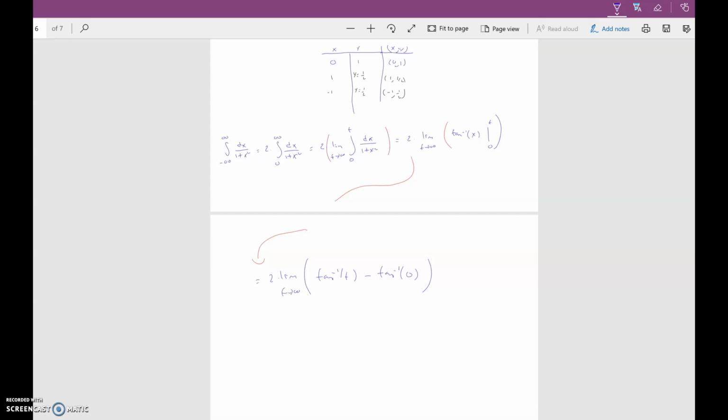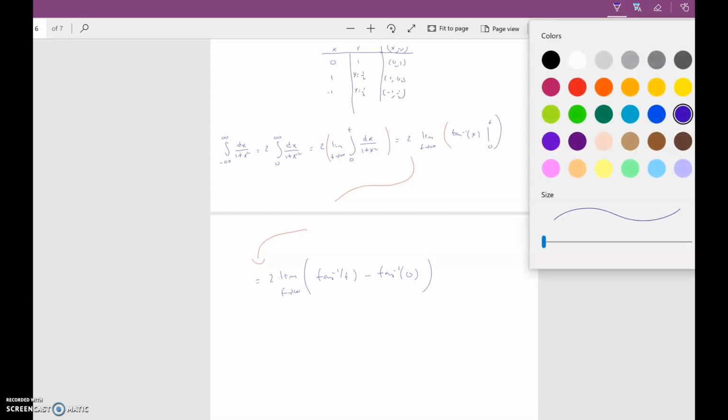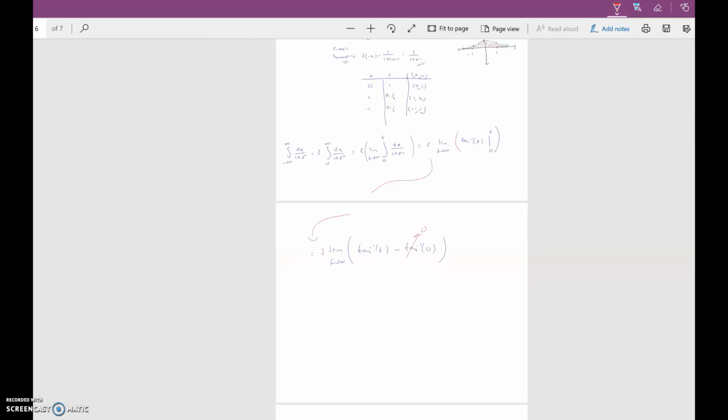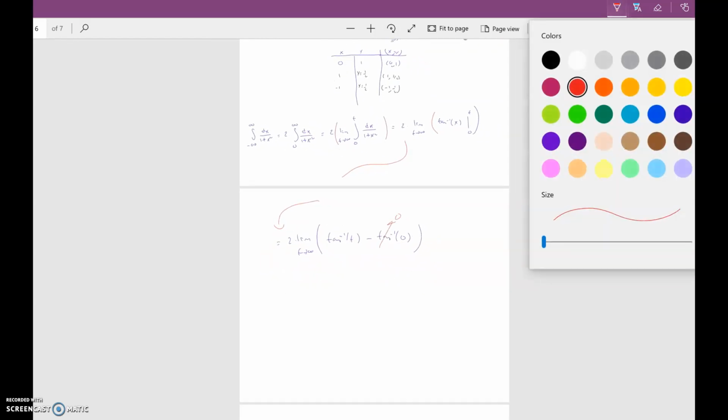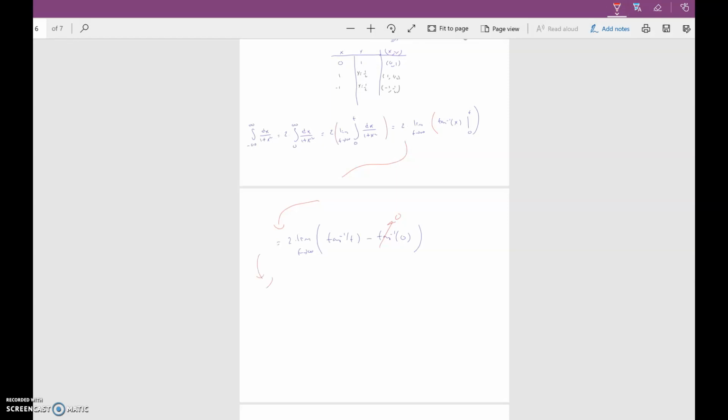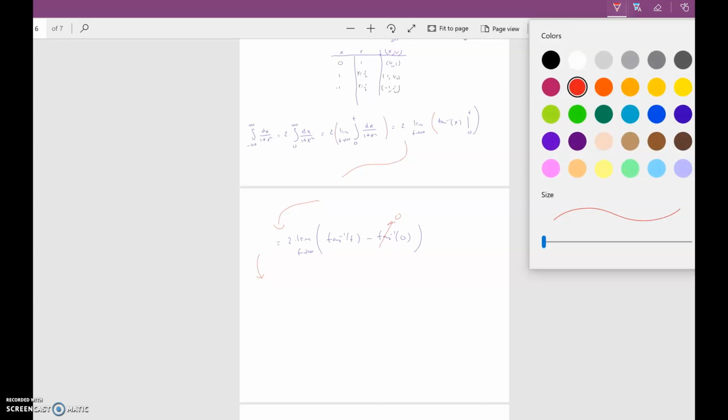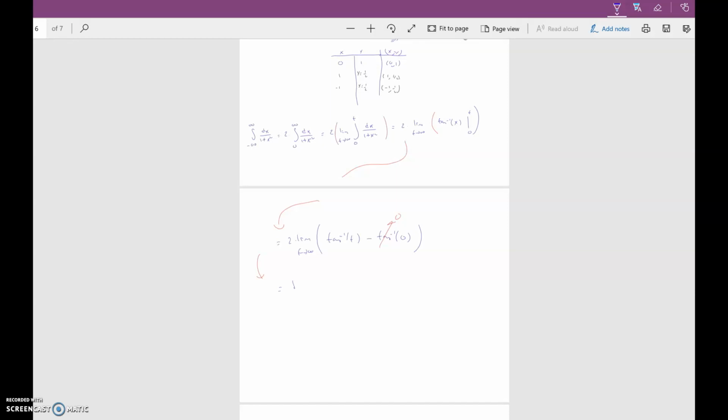Let me just double check that I'm not thinking something else. So this one is 0. I'll show it on the sketch in a minute. Okay, so we end up with this being equal to 2 times the limit as t approaches infinity of the tangent inverse of t.